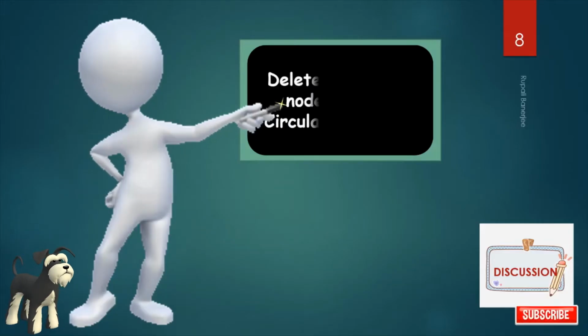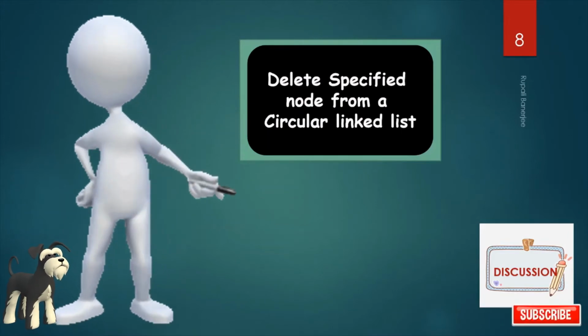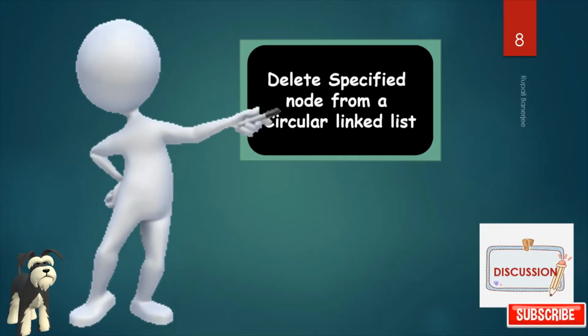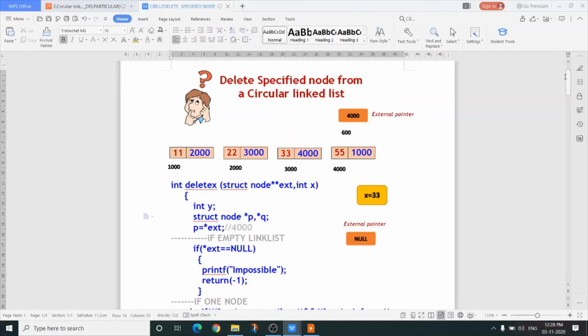Our next operation is delete specified node from the circular linked list. I have to delete that node whose info is given from the circular linked list. See the discussion. Delete specified node means a particular node info is given, I have to delete that node. So the function name is deletex. I am passing the address of the external pointer, that is this 600, and the value which I want to delete, means that node info which I want to delete. So struct node double star ext means ext is an address that holds another address, and that is the address of a node. So here I am passing this 600.